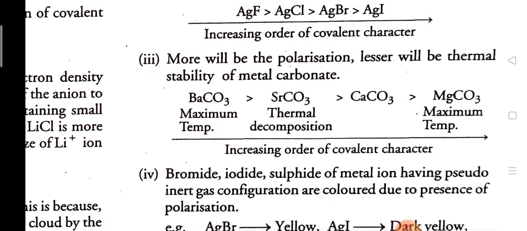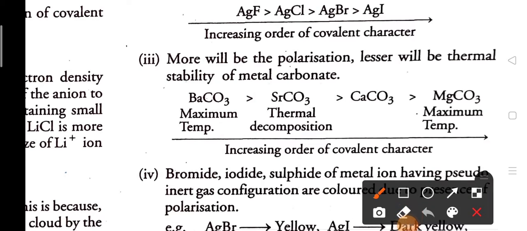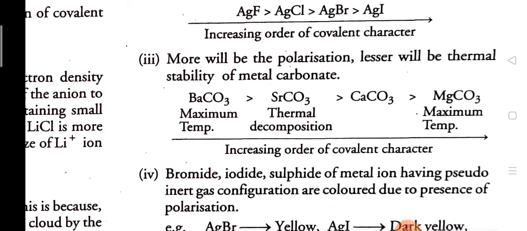Next, the more the polarization, the lesser the thermal stability. More polarization means the covalent character will increase. You can see here MgCO3 has more polarizability and more covalent character. That's why the thermal stability of magnesium carbonate is very low. Sorry, greater, maximum. Thermally stable compounds have the maximum decomposition temperature.